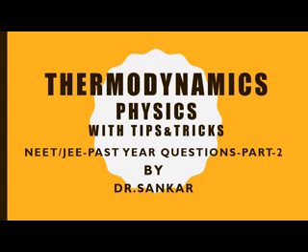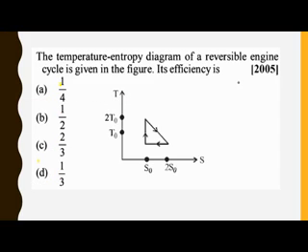Initially, I'll explain a detailed solution for this question and then I'll give a shortcut to solve the question. Okay. Now students, in this question, the temperature entropy diagram of a reversible engine is given in the figure. What is asked in the question? Its efficiency.